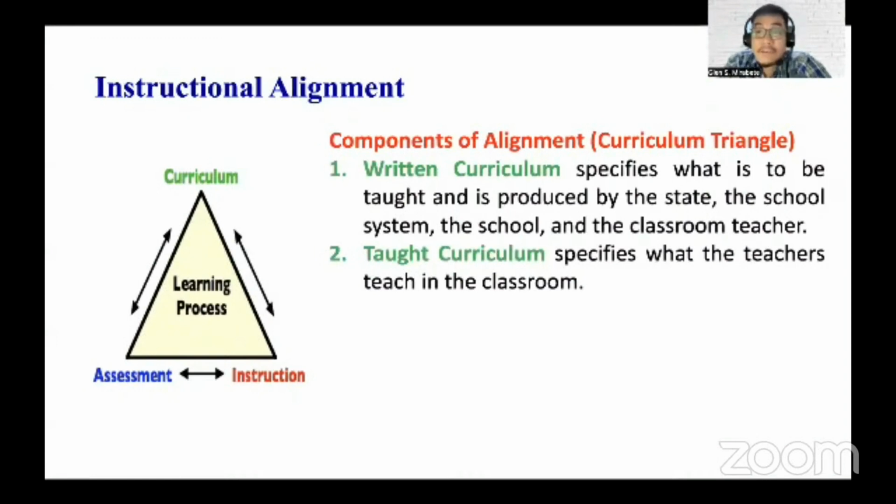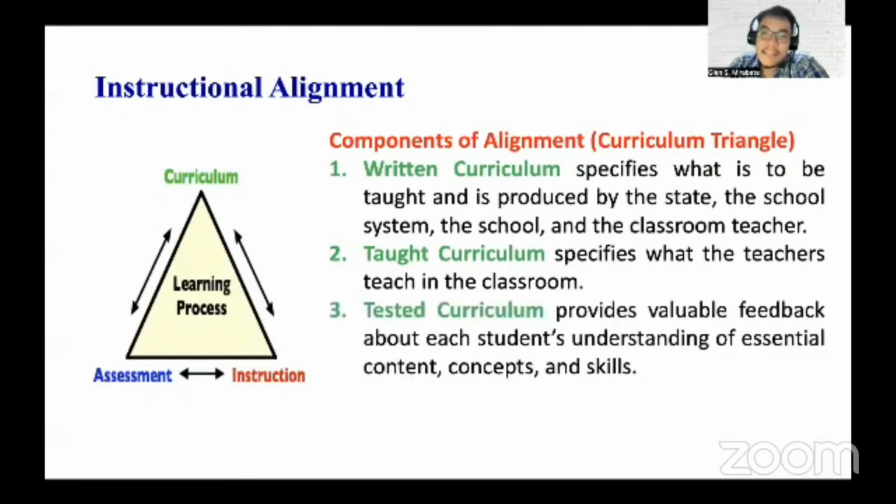So that means it's the actual content. For example, in science, teaching cell biology, teaching parts of the cell. If they're teaching parts of the cell to the students and educating them on what the parts are, like the mitochondrion and the ribosomes, that means we have here the taught curriculum. The curriculum is actually being placed from the mouth of the teacher and given to the students.